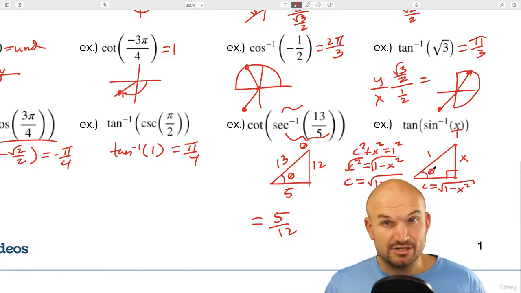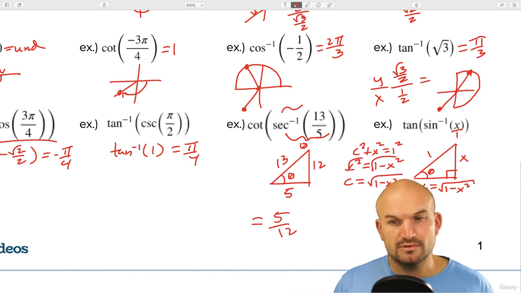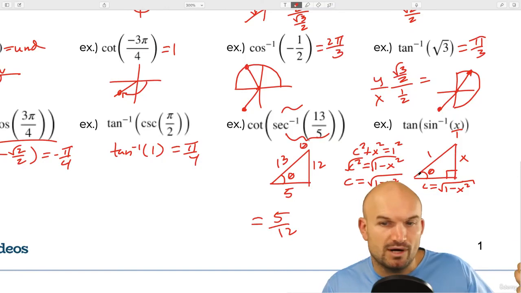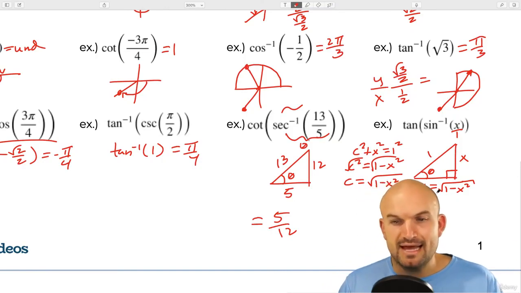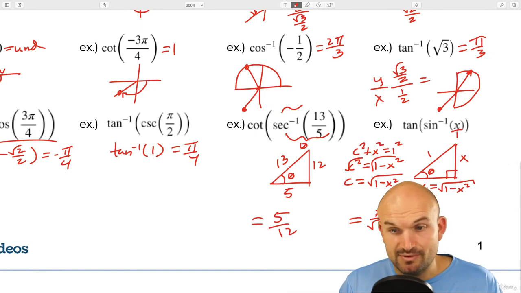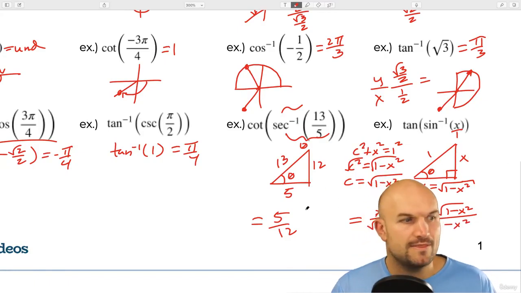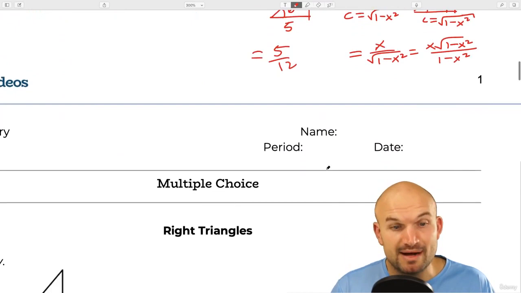So now what is the tangent of this angle, based on theta here? Because the sine would be x over 1, then that would be the tangent. And then you just say, okay, well, that's going to be equal to x over the square root of 1 minus x squared, which could also be simplified to x times the square root of 1 minus x squared all over 1 minus x squared, if you rationalize the denominator. All right, so there we go for the free response.